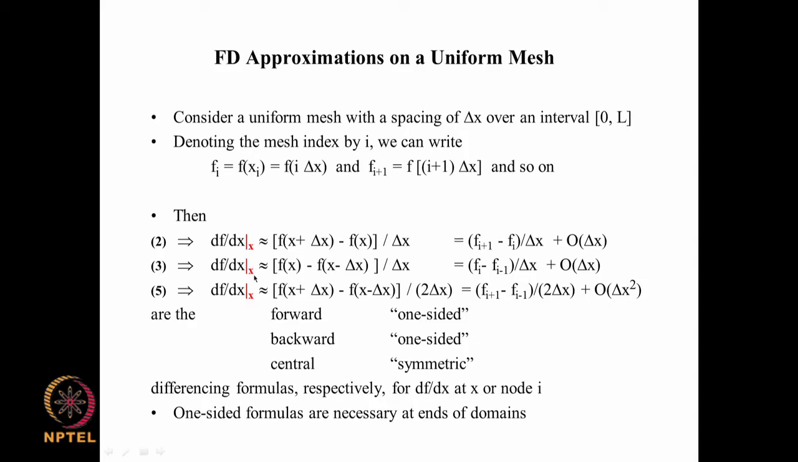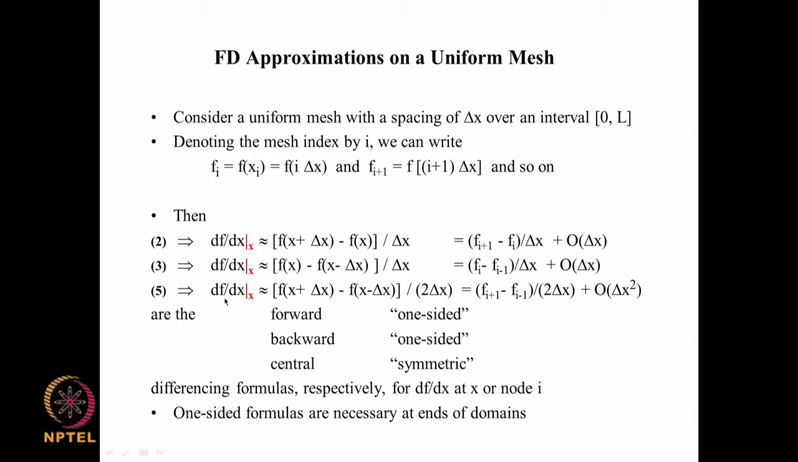And we also got a different expression by manipulating equation 2 and equation 1 and 3, those two approximations. We subtracted 3 from 1, and then we got a different approximation, df by dx at x as f of I plus 1 minus f at I minus 1 divided by 2 delta x plus terms of the order of delta x square.